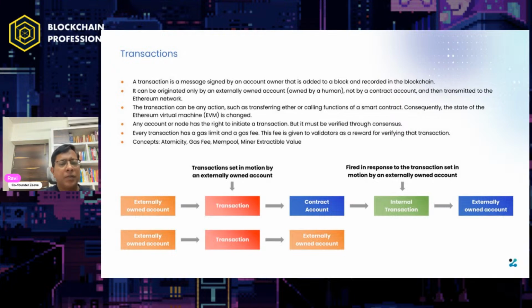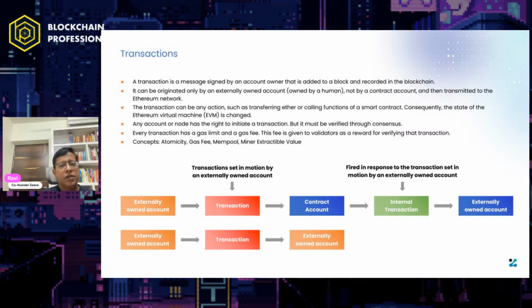A transaction is typically when you are sending a message as an account owner to someone, and that transaction is recorded on the blockchain. Now, this transaction can only be originated by an externally owned account. So, typically, when you have your MetaMask wallet, you have a wallet address, a public address. You're actually sending a transaction from your wallet. Let's say you want to send a certain number of tokens to another user.